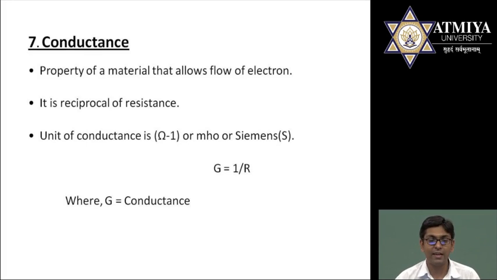Let's go towards our next definition, and that is of conductance. It is also a property of material, but it does not oppose the current. It allows current to pass. So it is a property of material that allows flow of electron or flow of current. It is reciprocal of resistance. Unit of conductance is ohm inverse or mho or Siemens. The equation of conductance can be given by G is equal to 1 upon R, as it is a reciprocal of resistance, where G is conductance.